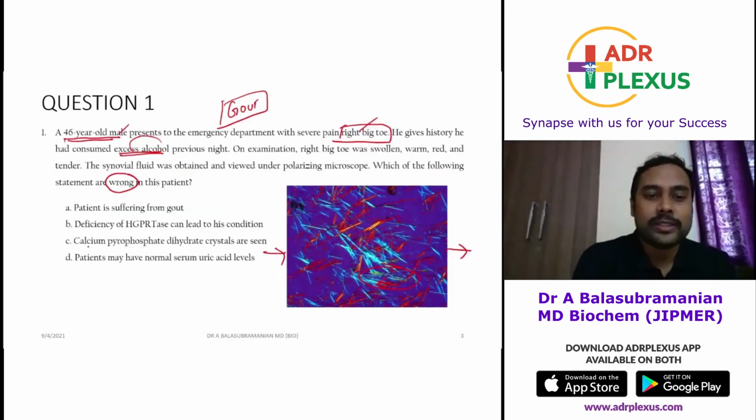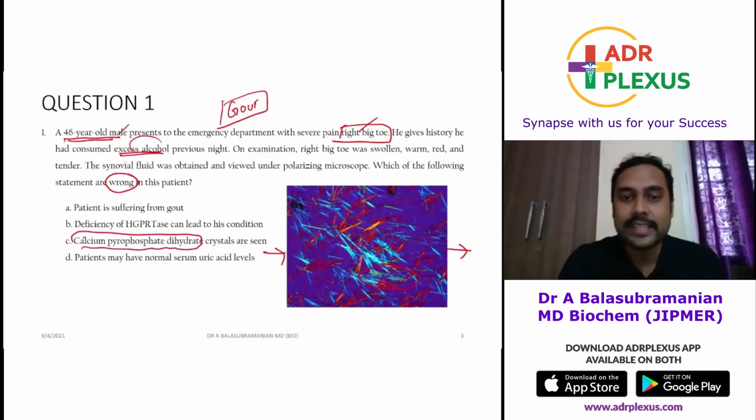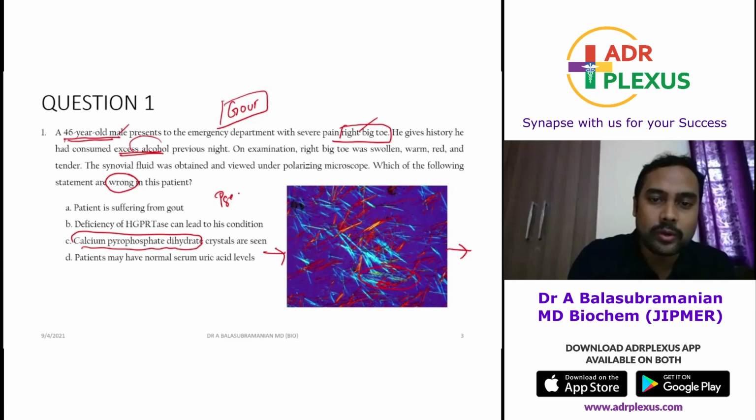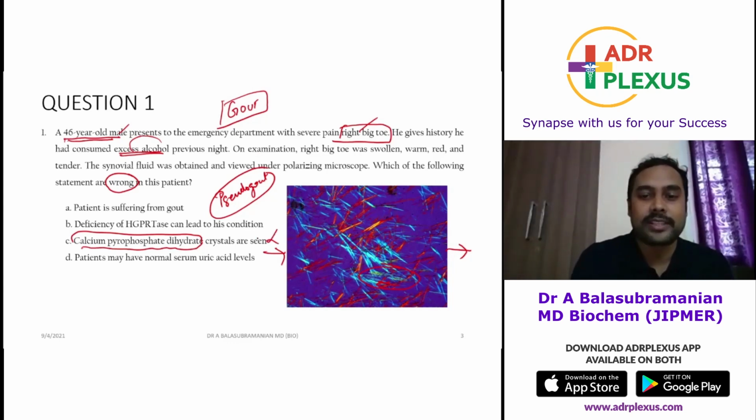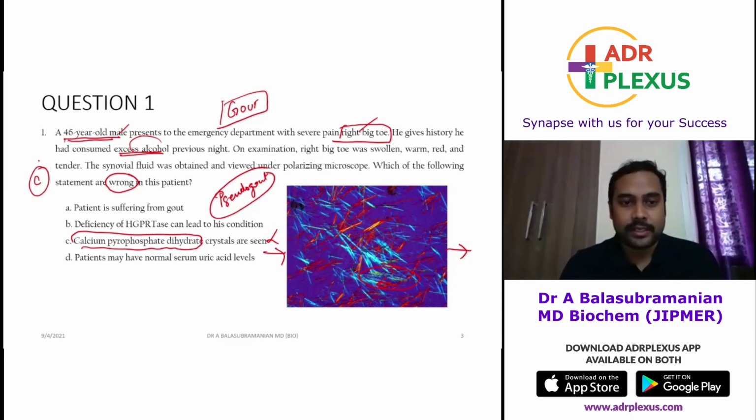Now, where are calcium pyrophosphate dihydrate crystals seen? They are seen in an entity called pseudogout. It is not gout. In gout, there are uric acid crystals, whereas calcium pyrophosphate crystals are seen in pseudogout. So this is the wrong statement. The option is C. Come to the last option.